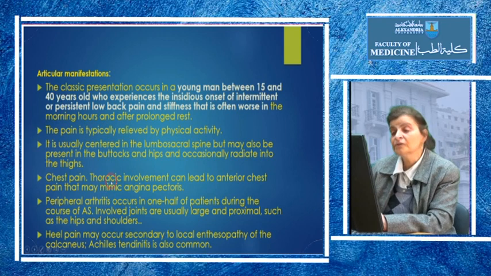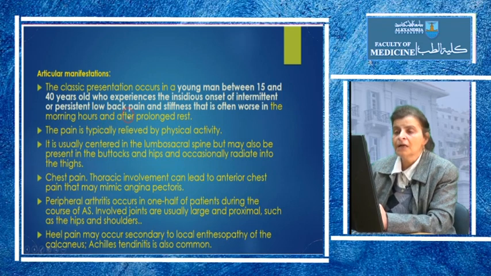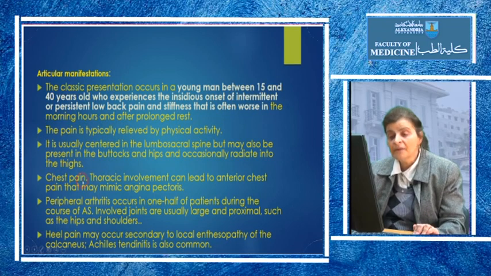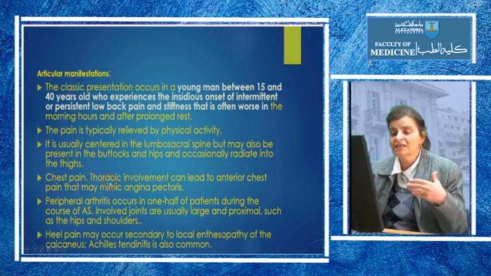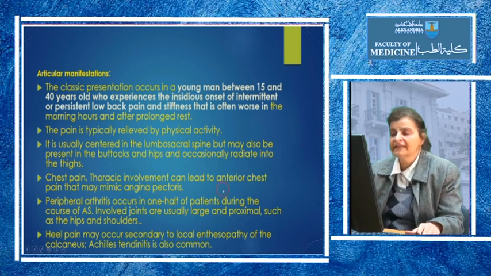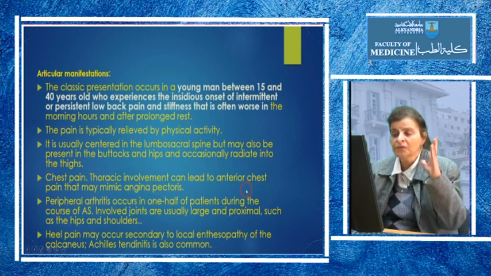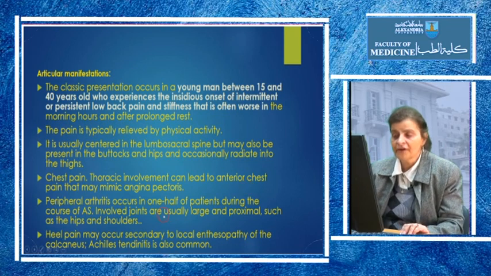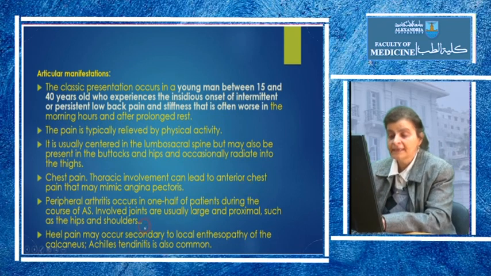And the patient that you will see in the round will be a classical male patient presenting with insidious onset of intermittent or persistent low back pain, and as I said, he will have the manifestations of inflammatory back pain. Also, our patients may get chest pain very commonly, and why is this? This is because of the thoracic involvement that can lead to the anterior chest pain, because we said all the axial and central joints are involved. Peripheral arthritis, as I said, is common, and heel pain is common. So our patients have got a lot of pain.